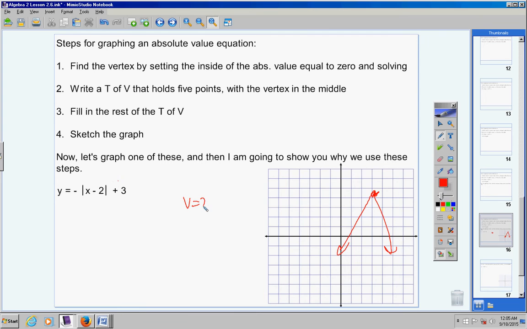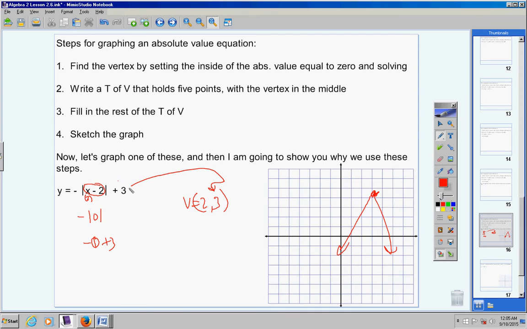The vertex was 2, 3. Why does this number here automatically go here? Well, here's why. Think about it. If 2 makes this whole inside become 0, which it does, let's put a 2 right here. 2 minus 2 is 0. You have the absolute value of 0. The absolute value of 0 is always going to be 0. And 0 plus 3 is 3.